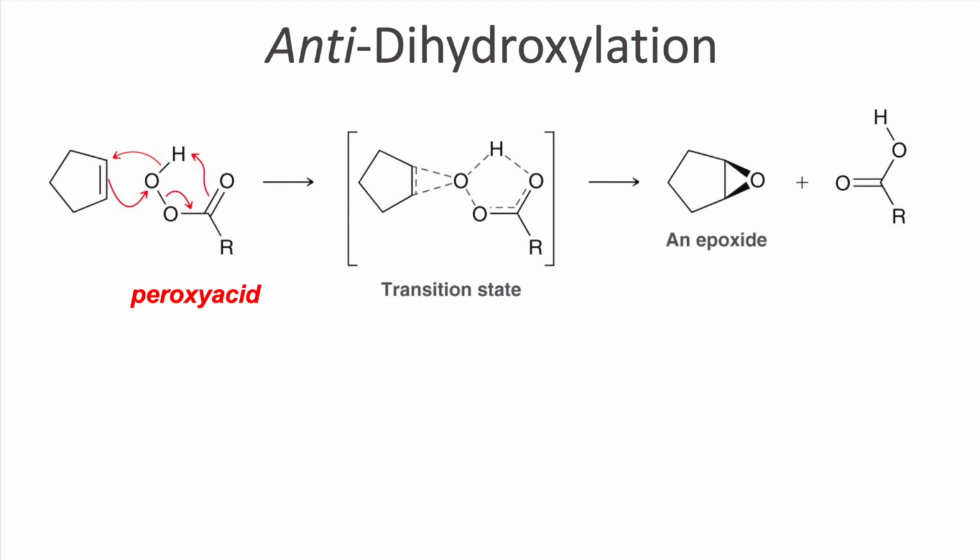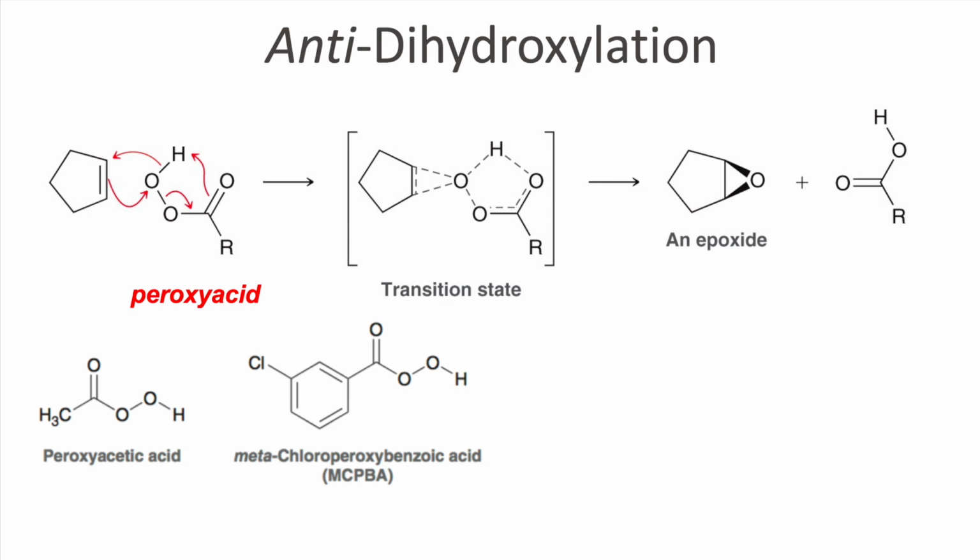And as you can see here, an epoxide is basically a structure that's very similar to the ones we've seen before in the bromonium ion. Right? It's a three-membered ring. Instead of a bromine atom, though, it is an oxygen atom as your third member. So some common peroxy acids you may come across are peroxyacetic acid and MCPBA, or metachloroperoxybenzoic acid. Okay, so know these two reagents.